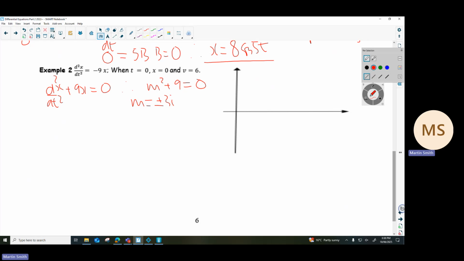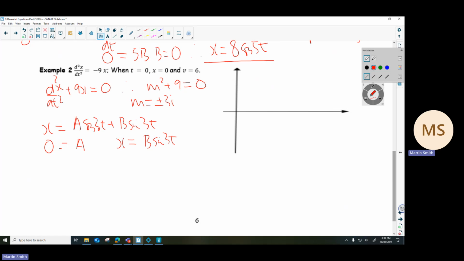Therefore, the general solution for x in terms of t is x is e to the 0 times t, which is just 1, into a cos 3t plus b sine 3t. To work out a and b, when t is 0, x is 0, so you get 0 is a times the cos of 0. Well, that's just 1, so that's just a, plus b times the sine of 0, which is b times 0, which is 0. So therefore, a is equal to 0. So consequently, we can get rid of that term, and we know that x is equal to b sine 3t.